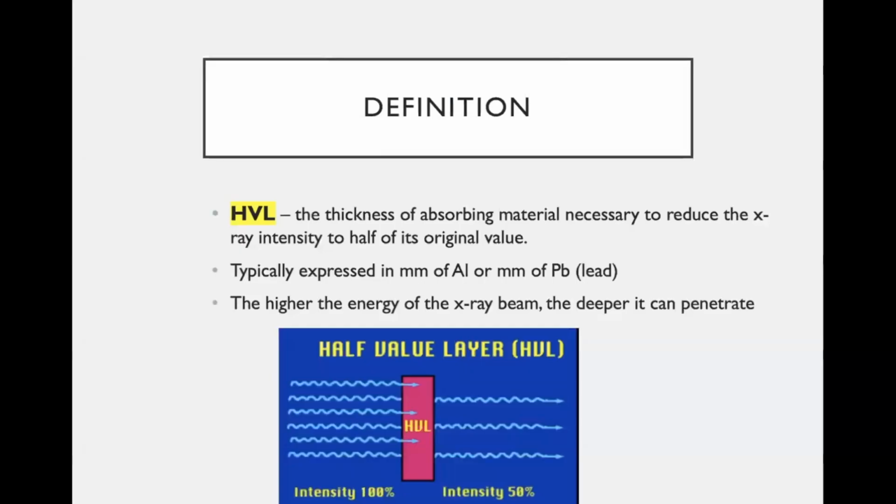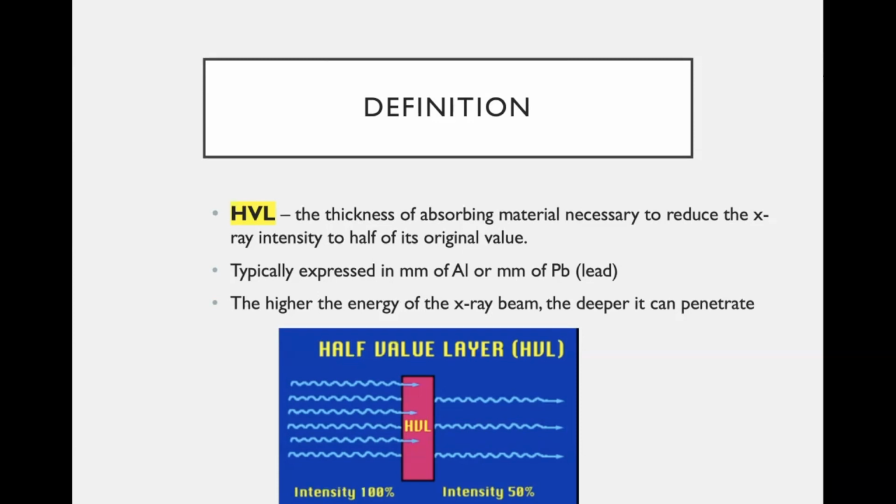So by definition, half-value layer is the thickness of an absorbing material that's necessary to reduce the X-ray intensity to half of its original value. So we typically express half-value layer in terms of millimeters of lead, let's say, for an example. The higher the energy of the X-ray beam, the deeper it can penetrate. So the higher the energy, the more it can get through the material.